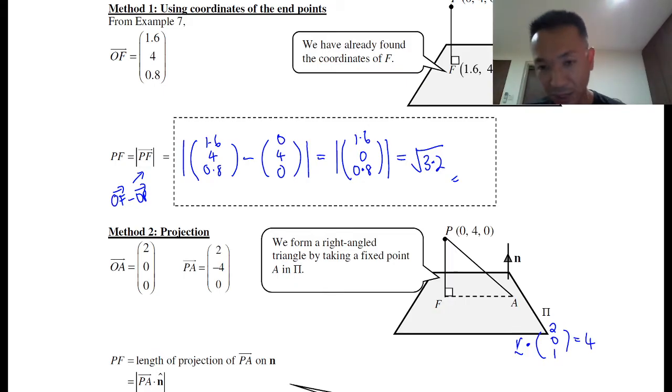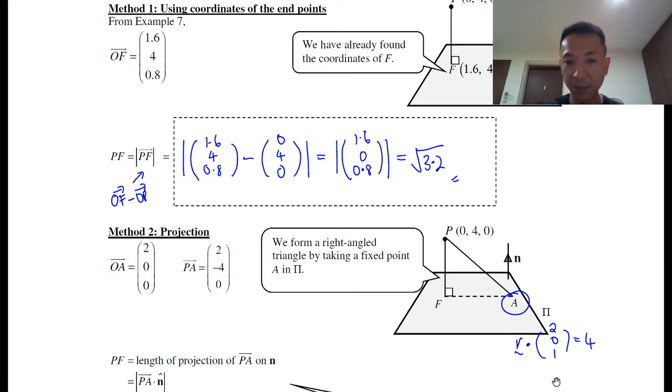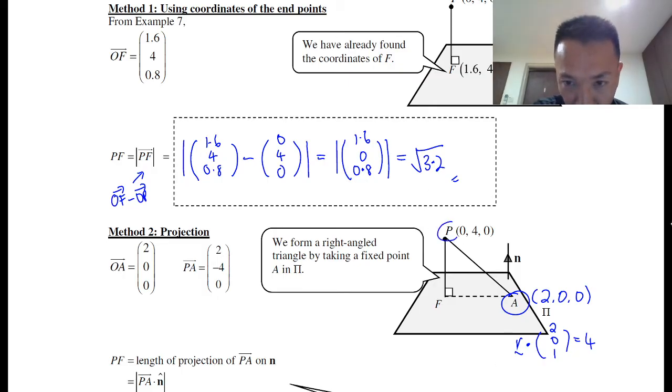The idea of projection works like this. I can use any point A on the plane. Any point. Can you name me one point that lies on the plane? Can it be (2, 0, 0)? Correct? It can be, as long as it satisfies the equation of the plane. I sub (2, 0, 0) in. I'm good. So A can be (2, 0, 0). A is just any point on the plane.